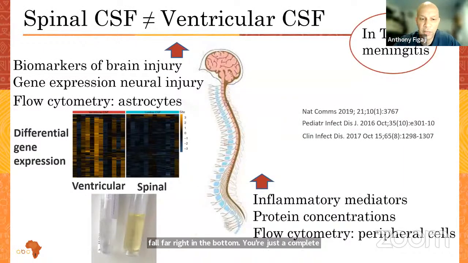And so we've done some work. This is not terribly relevant, but it's just to make the point that the CSF from the brain may look very, very different from the CSF in the spine. And there are lots of reasons for that. If you've got some questions about why, you can ask me at the end.